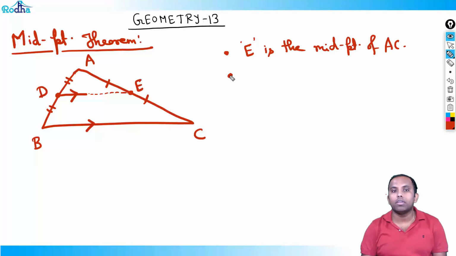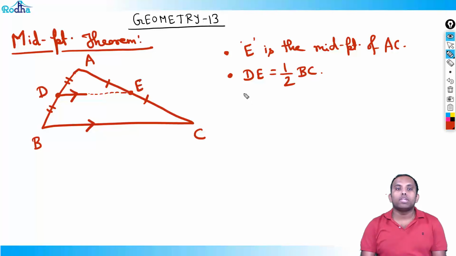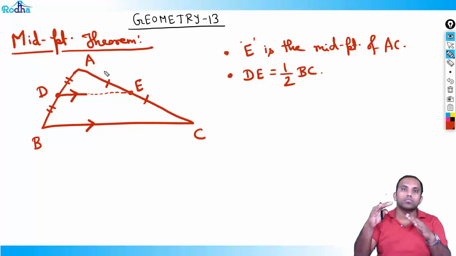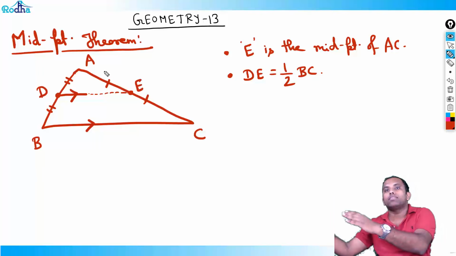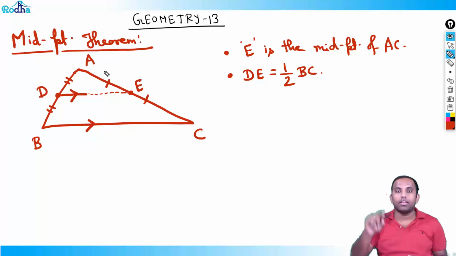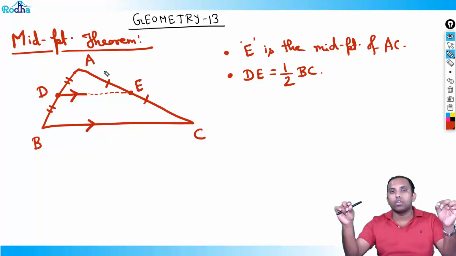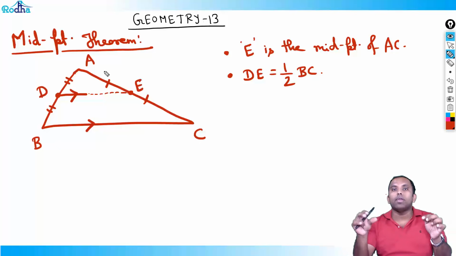And the second point: this length DE is half of that parallel side which I have drawn. This D is drawn parallel to BC, so DE is half of BC. So these are the two statements of the midpoint theorem. Remember these two. When you draw a line parallel to the third side, it will meet the opposite side at the midpoint only. And that length of line, parallel to any side of the triangle, will be half of that side.